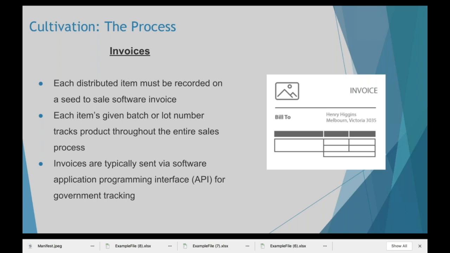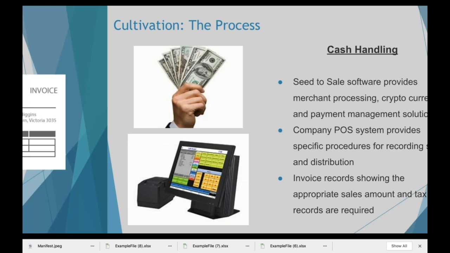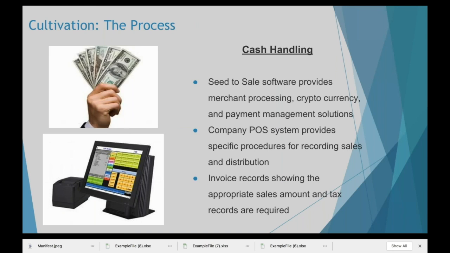Each distributed item should be recorded on an invoice in the seed to sale software. When using both seed to sale and track and trace software, invoices will typically be sent via Software Application Programming Interface, or API, in real time to the government required track and trace systems. Due to banking issues with the industry, tracking cash sales can oftentimes be complicated. Seed to sale software will also allow for plugins for merchant processing, cryptocurrencies, and other payment and cash management solutions appropriate for the cash intensive businesses.